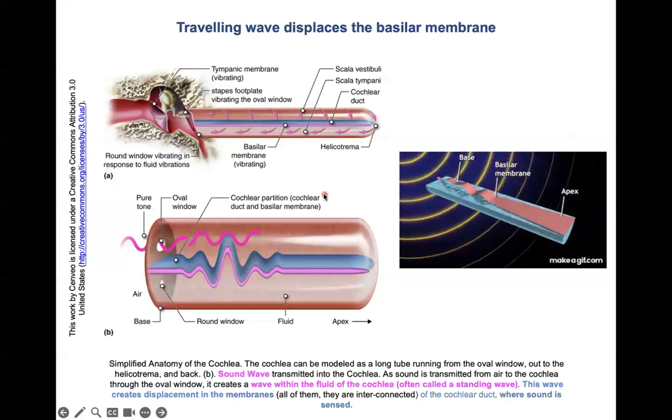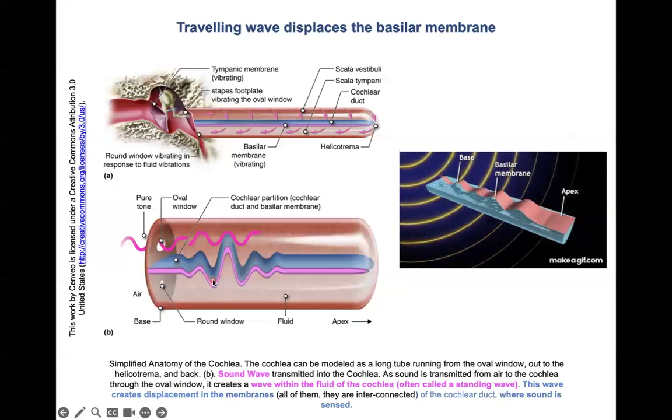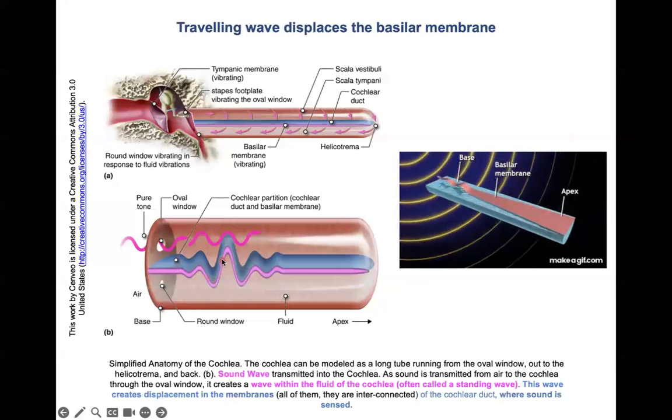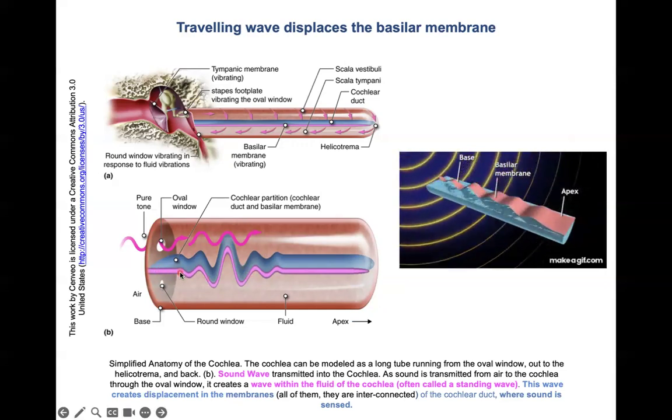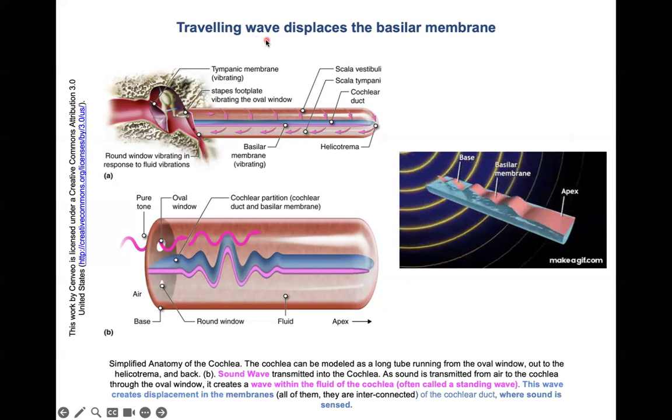As the sound wave reaches the inner ear, it also reaches the basilar membrane and causes displacement. So the basilar membrane is displaced. The sound wave has a given frequency, and as it reaches the basilar membrane, it generates a so-called traveling wave or standing wave. It has certain characteristics which we will discuss in the following slides.